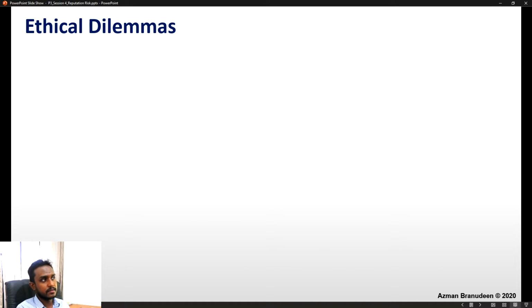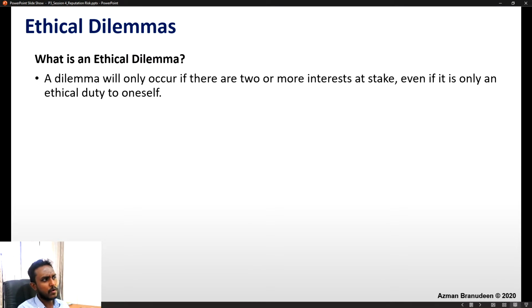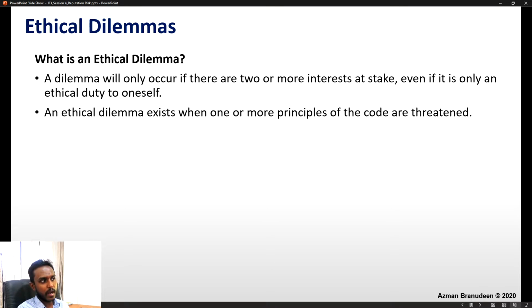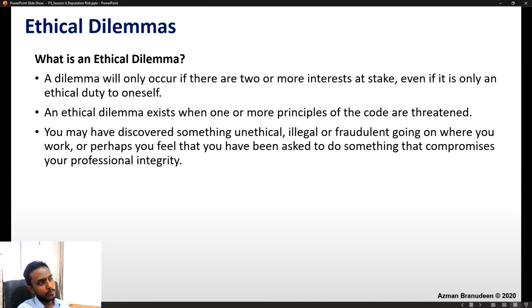That leads us to ethical dilemmas. Now, what is an ethical dilemma? A dilemma will only occur if there are two or more interests at stake, even if it is only an ethical duty to oneself. And this exists when one or more principles of the code are threatened. For example, you may have discovered something unethical, illegal, or fraudulent going on where you work. Or perhaps you feel that you have been asked to do something that compromises your professional integrity. So these are strategic case study variant incidents that you must keep an eye on. That's why I always stress in the case study to never miss out any ethical concerns that you note.